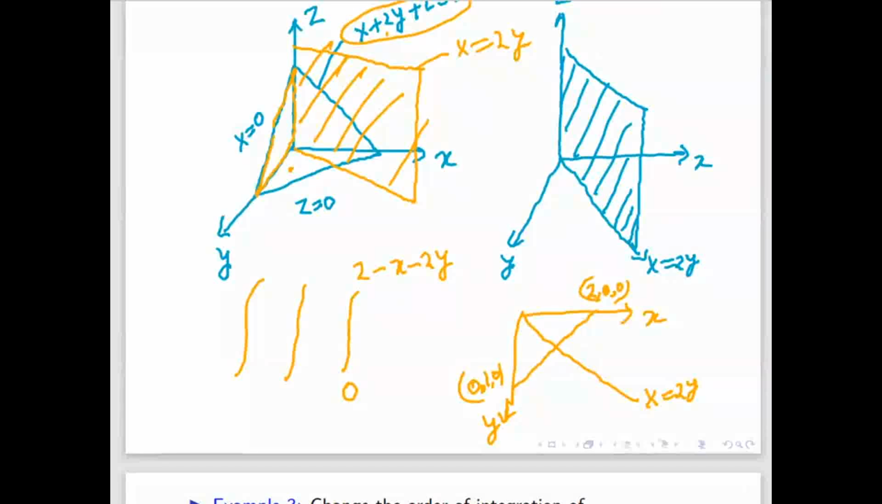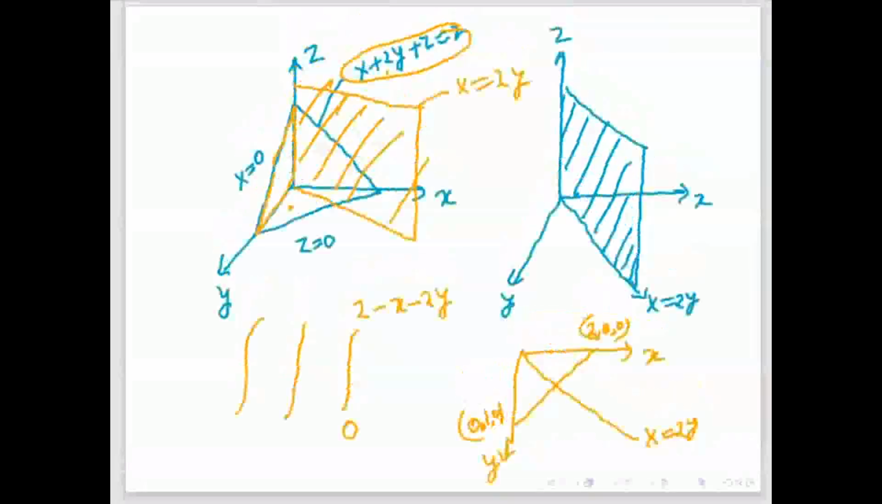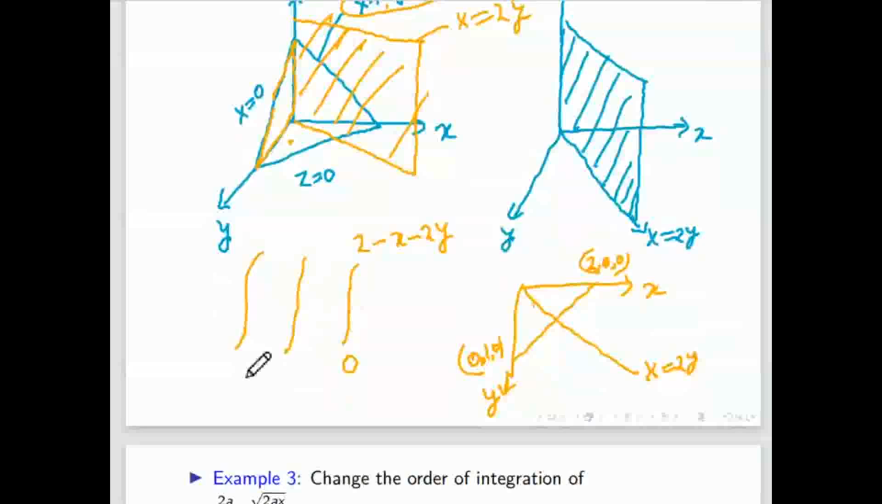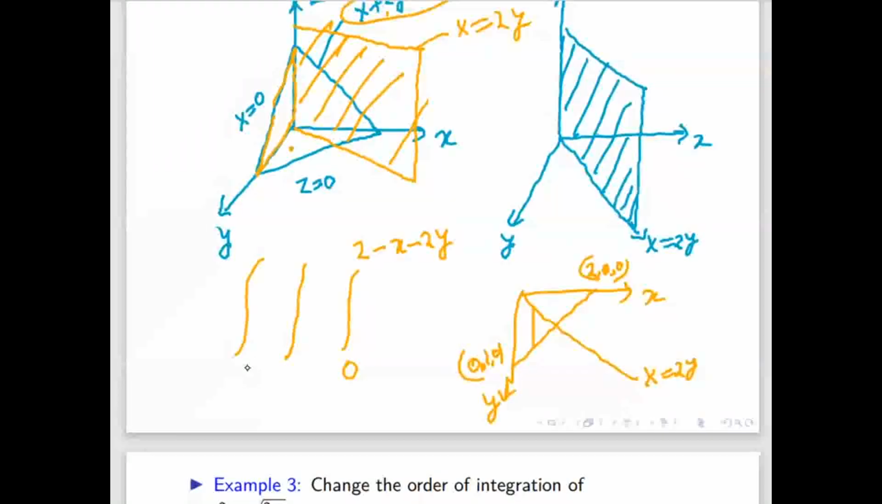But if you take a horizontal strip in this case, then you have to divide this region into two different parts. But if you take a vertical strip, then there is no problem. So first I will take the vertical strip, and then I will show what the limit will be for the horizontal strip. It will start from this line, because this side is the x-axis. It will start from this line x equal to 2y, and it will hit this line.